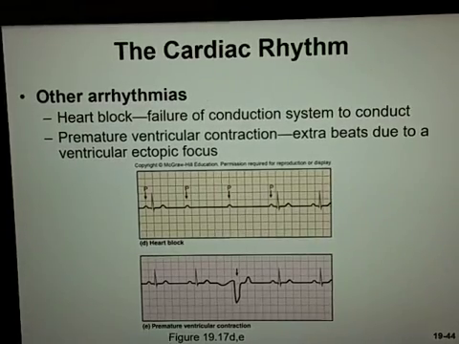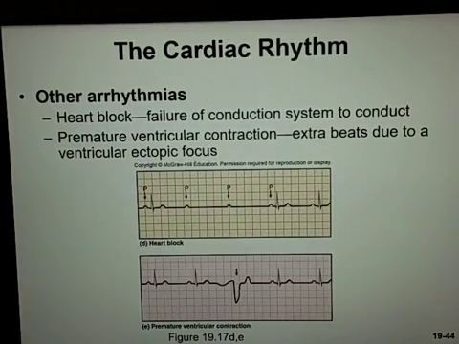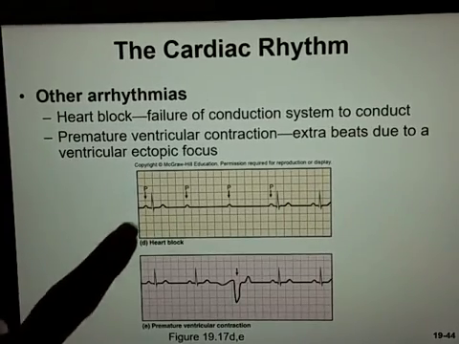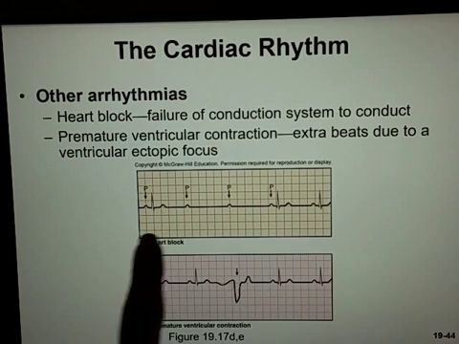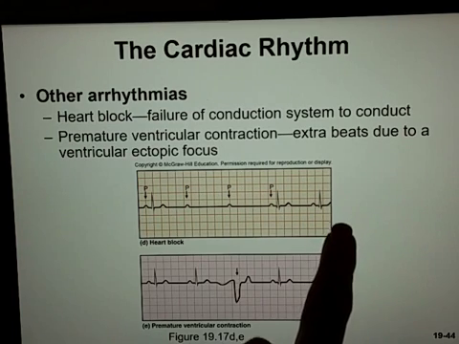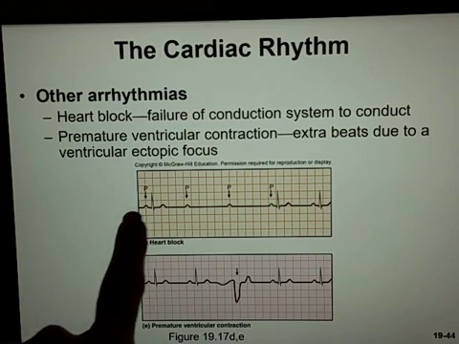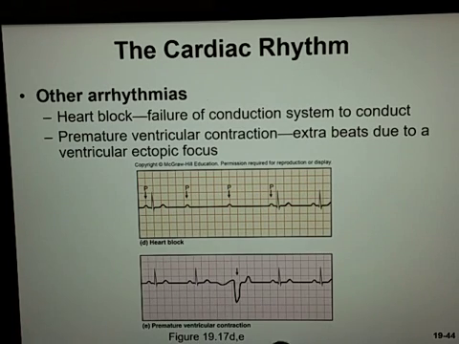Some other arrhythmias that can be noted on these EKGs, one is called heart block. This is where the conduction system, basically the passing of those electrical signals, is not occurring. Those signals are not making it from the SA node to the AV node to the bundle to the Purkinje fibers. This particular EKG is showing what would be indicative of heart block, and doctors would be able to see that and begin diagnosing the problem.